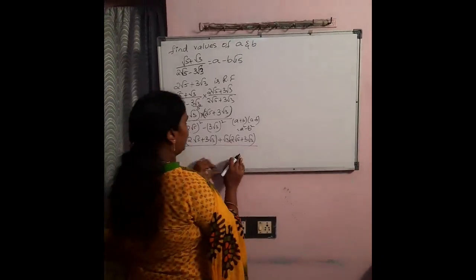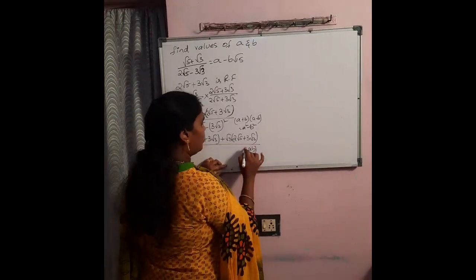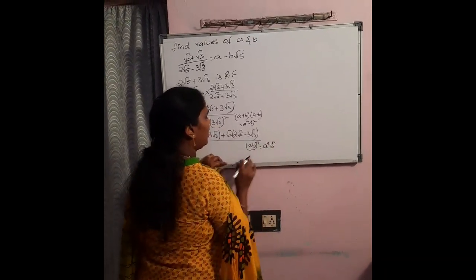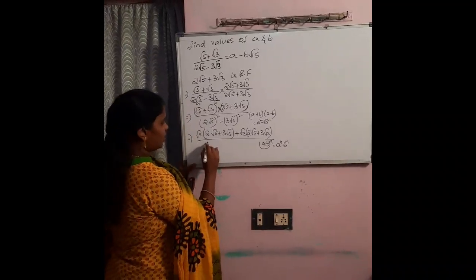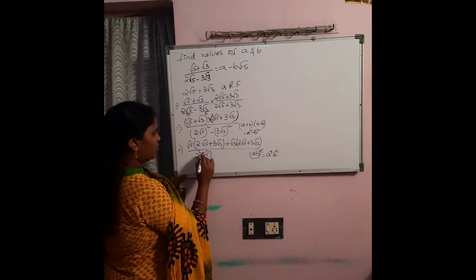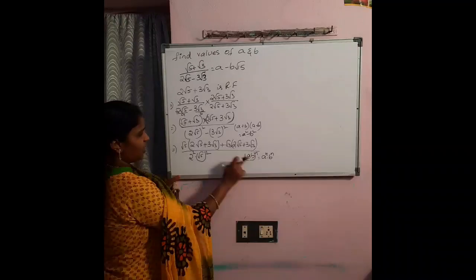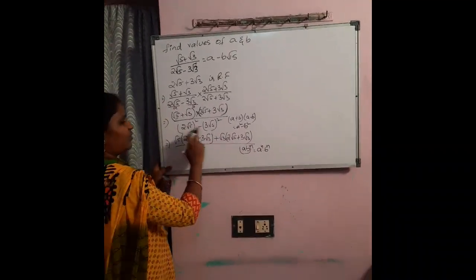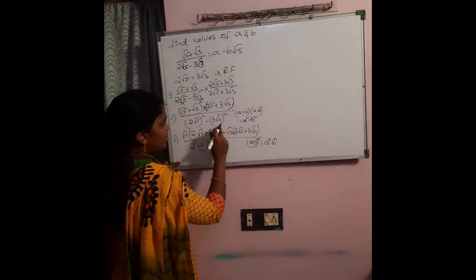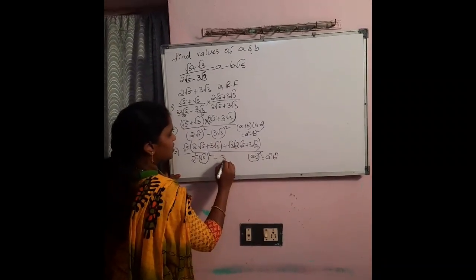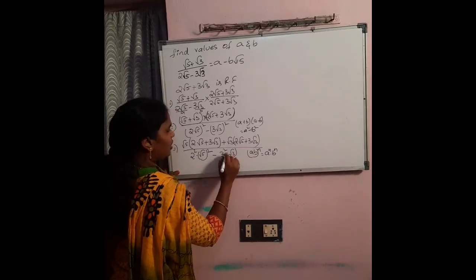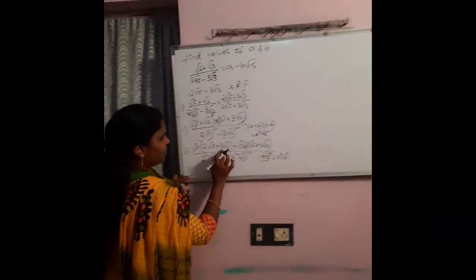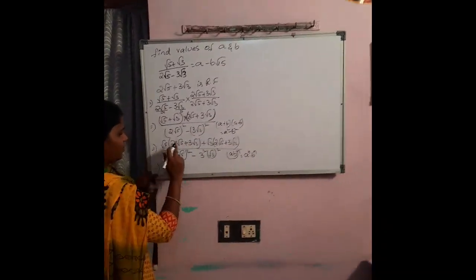AB whole power n. AB whole power n can be written as A power n into B power n. So 2 square into root 5 whole square. In the place of A it is 2 and in the place of B it is root 5 and in the place of n it is 2. Similarly, AB whole power n, 3 square into root 3 whole square.